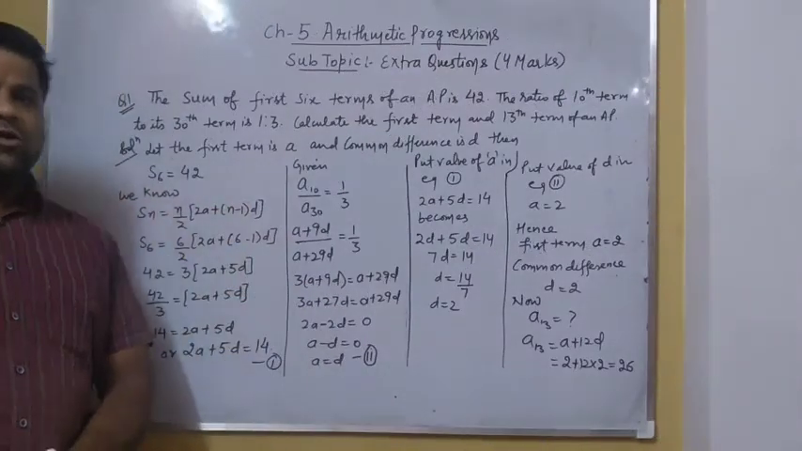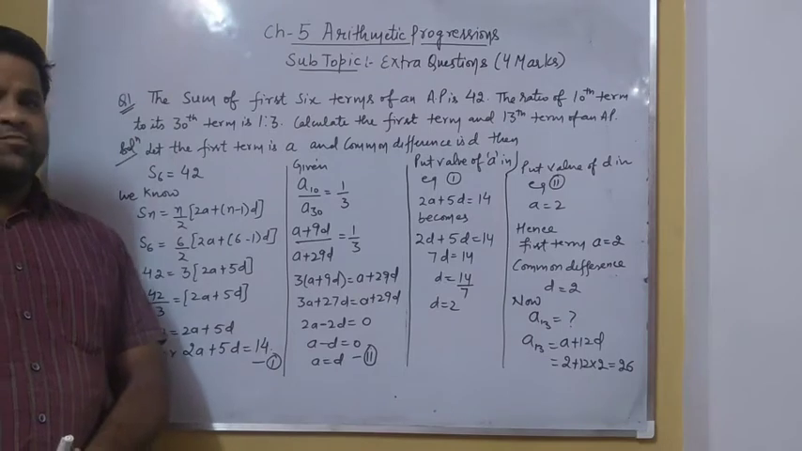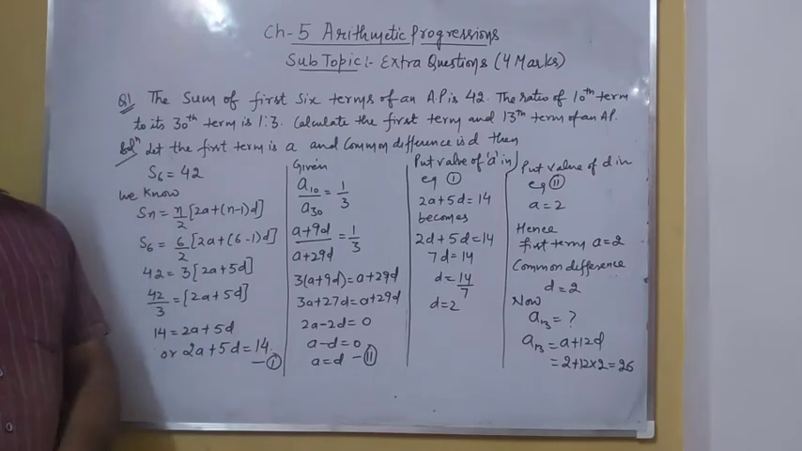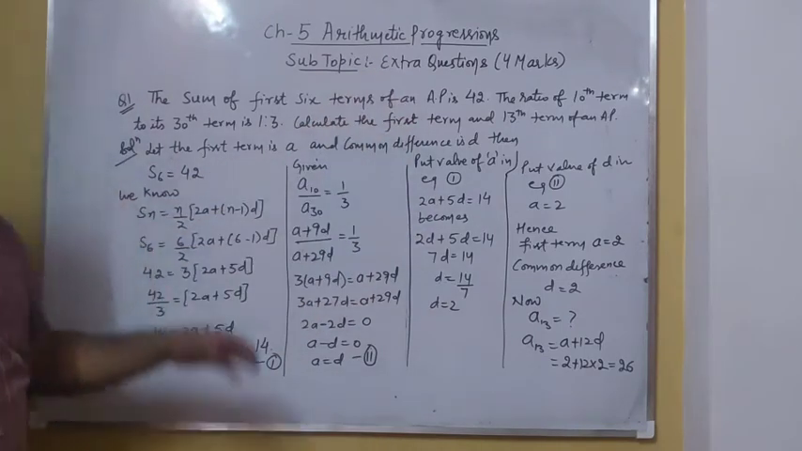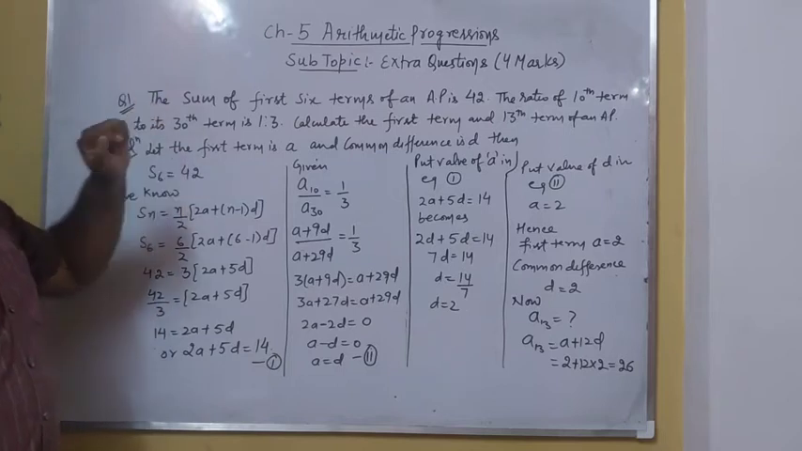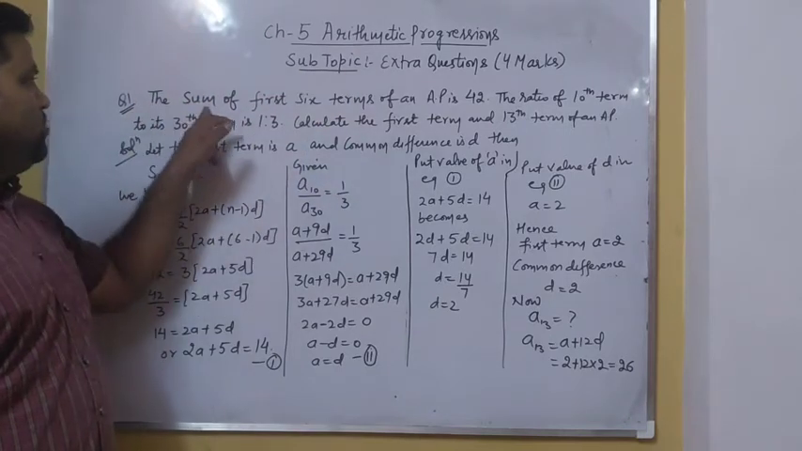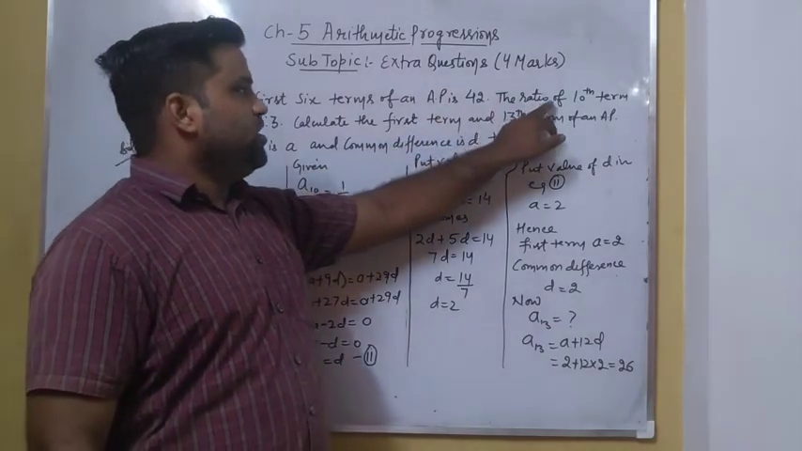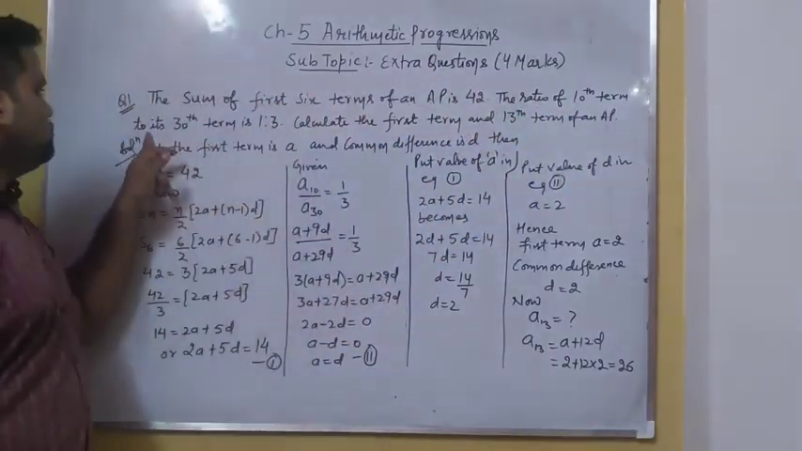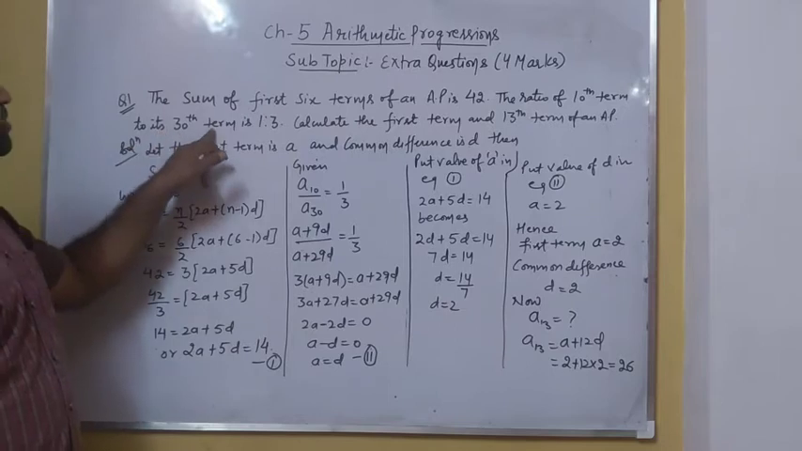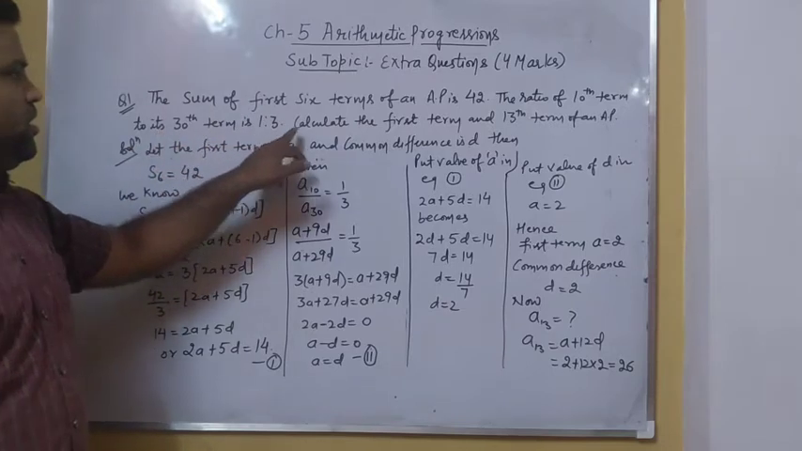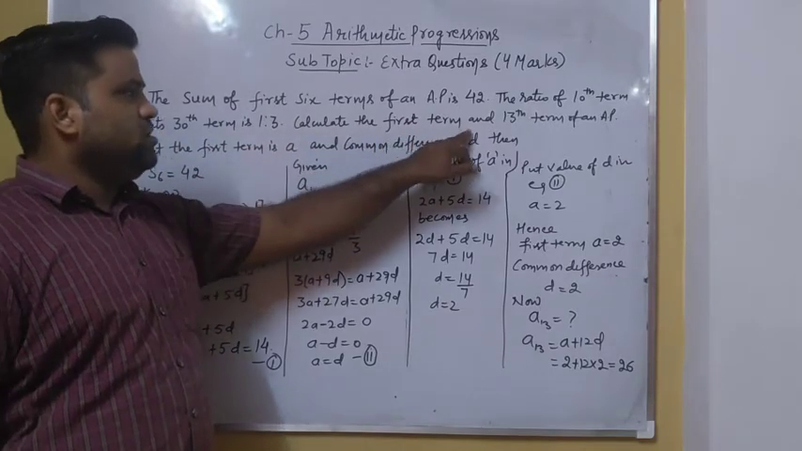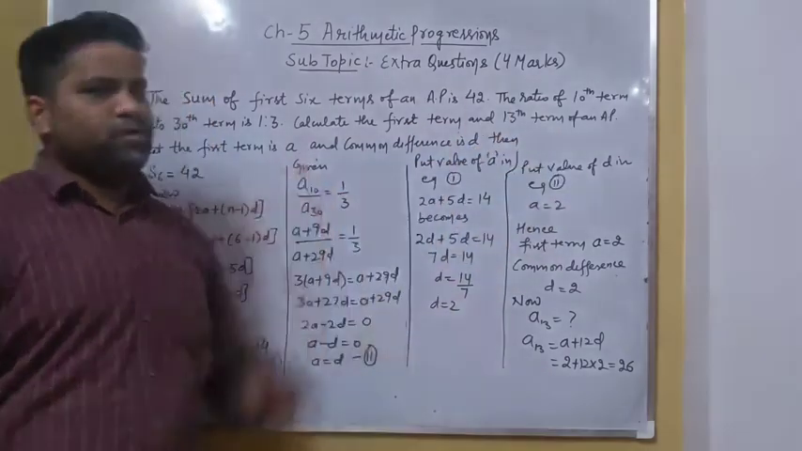Now let us come to some extra questions of arithmetic progressions, which come in the 4 marks category. Here is question number one of this type. The sum of the first 6 terms of an AP is 42. The ratio of the 10th term to its 30th term is 1:3. Calculate the first term and the 13th term of the AP.